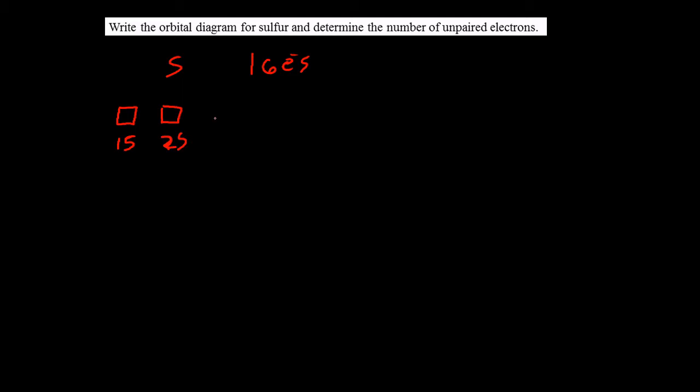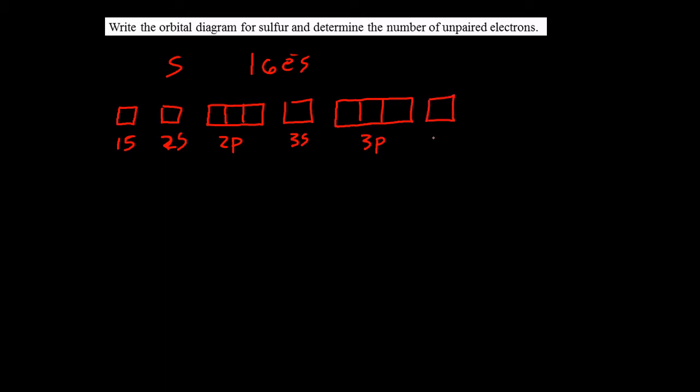So we have 2s. After 2s, if you remember, comes 2p. After 2p is the 3s. After 3s is 3p. After 3p is 4s. And I think that is plenty of boxes. I believe. We'll see. So again, any of the p subshells have 3 orbitals. The s subshells have just a single orbital.